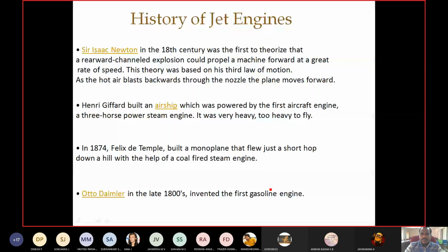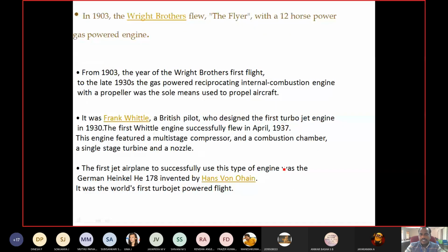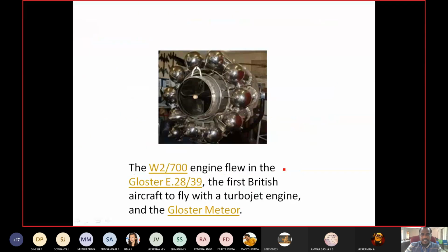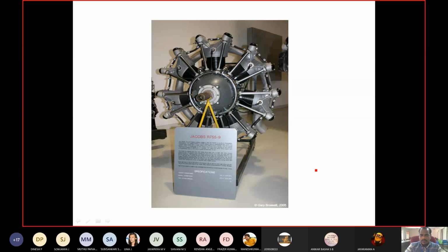Then this is some history of our jet engines. We can just refer to that, no need to discuss this in this class. These are the histories. Then these are the components of our jet engines. Actually, the names of the jet engine components were given. Just we can look at that.